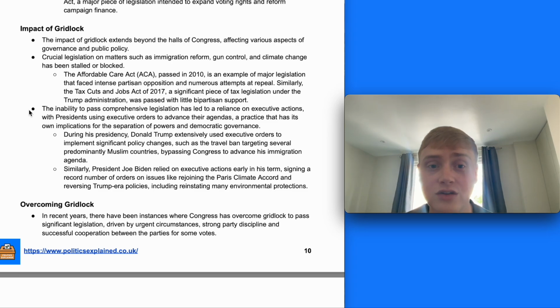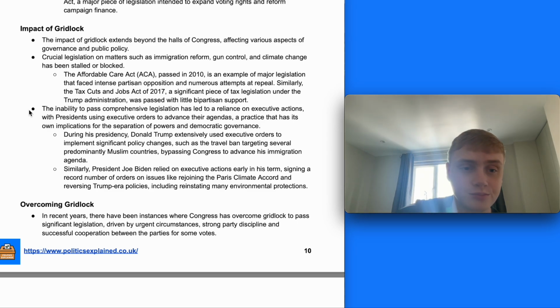So Donald Trump extensively used executive orders to implement significant policy changes which Congress refused to impose themselves, such as the travel ban targeting several predominantly Muslim countries, and bypassing Congress to advance his immigration agenda with the border wall. And Biden relied on executive actions early in his term as well, signing a record number of executive orders, including rejoining the Paris Climate Accord, which he wouldn't have been able to get through Congress, as a treaty through the Senate, and reversing Trump-era policies, including restating many environmental protections.